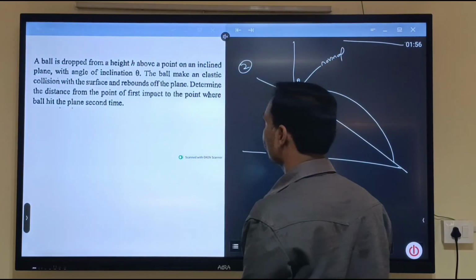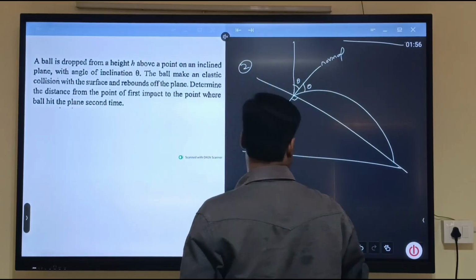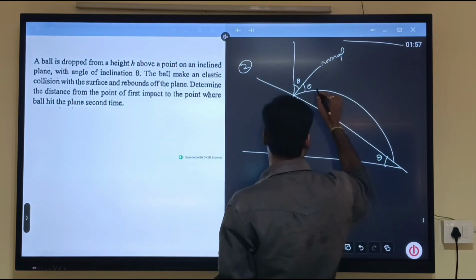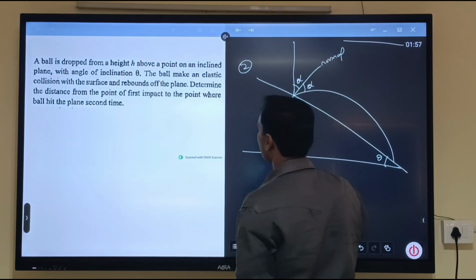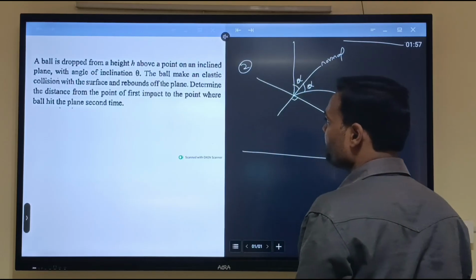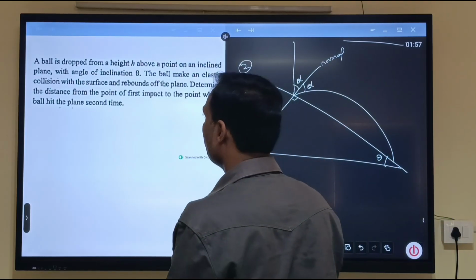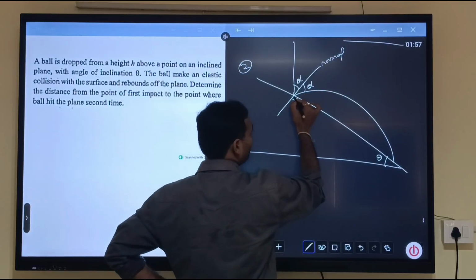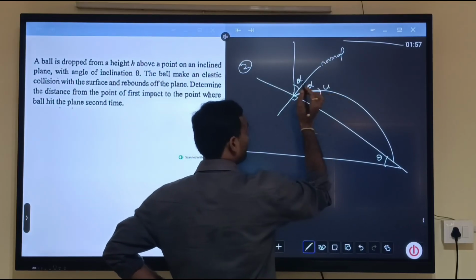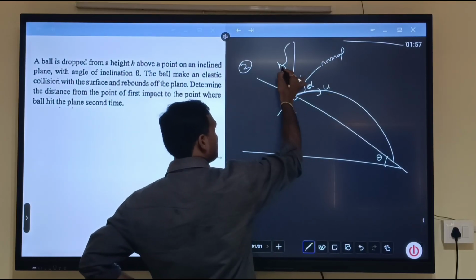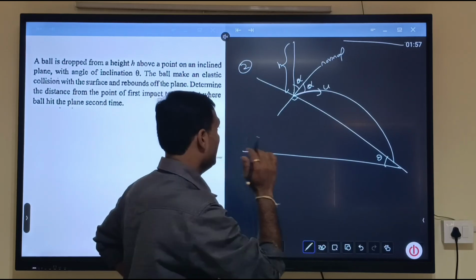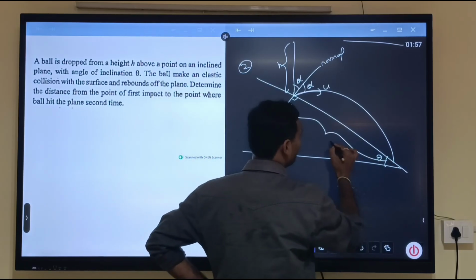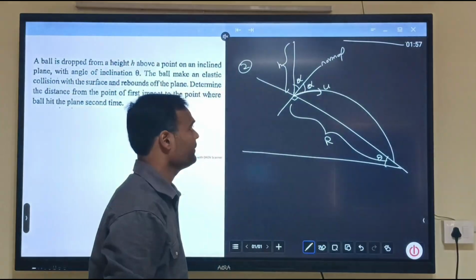Right, this is theta given. So let us assume this as alpha, this as alpha. Determine the distance from the point of first impact to the point where the ball hits the second time. Now, the ball hits here and moves with a certain velocity, and given this as h, they are asking us to find the range value. What is the range value?